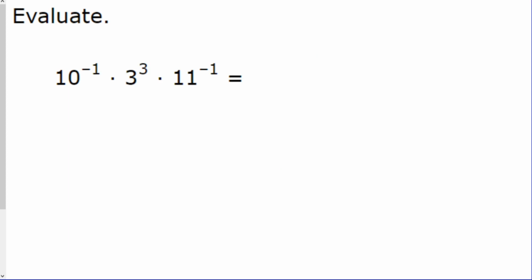All right, so let's look at this one real quick. First thing I notice is we have some negative exponents. The bases are not the same. So the first thing I would do is rewrite it with positive exponents. So the 3 to the third is on top. So we've used that one. 10 to the negative 1 would move to the bottom, to the denominator.